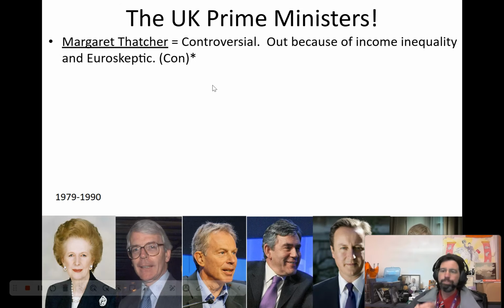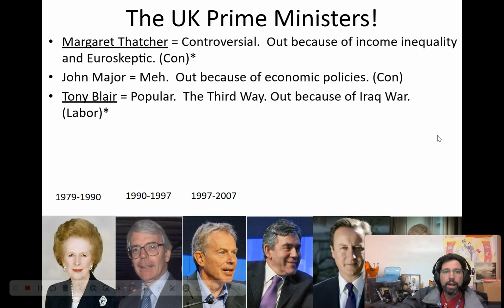Margaret Thatcher comes in and brings in privatization, brings in much more globalization. So she really shifted to a more privatized economy in 1980. And eventually, income inequality really kicks in, and she gets voted out of office. John Major was a Conservative next, but didn't do much.